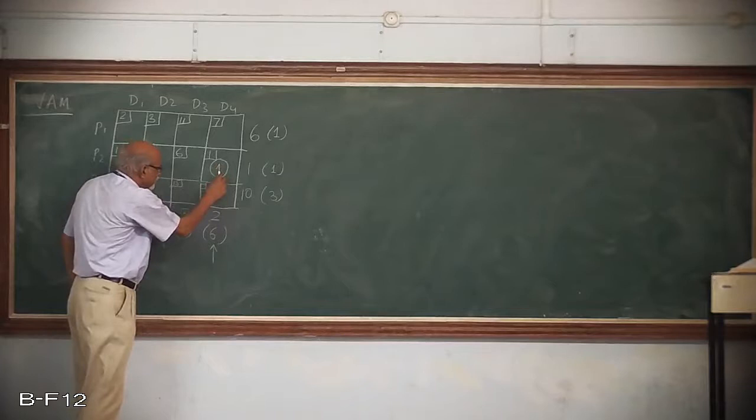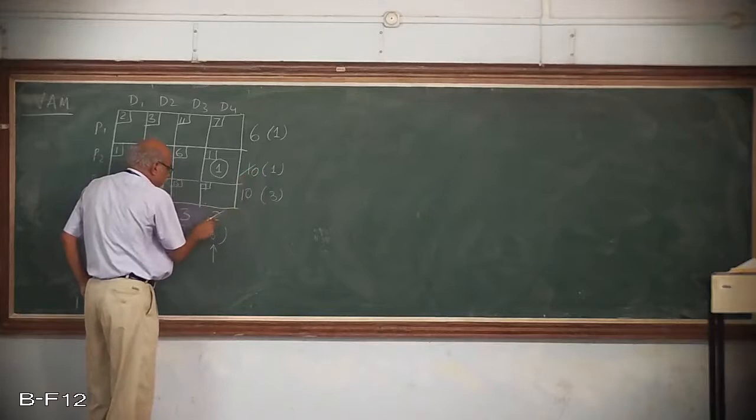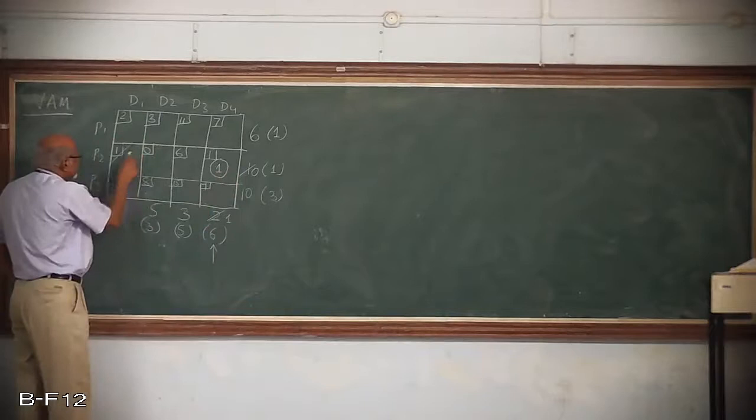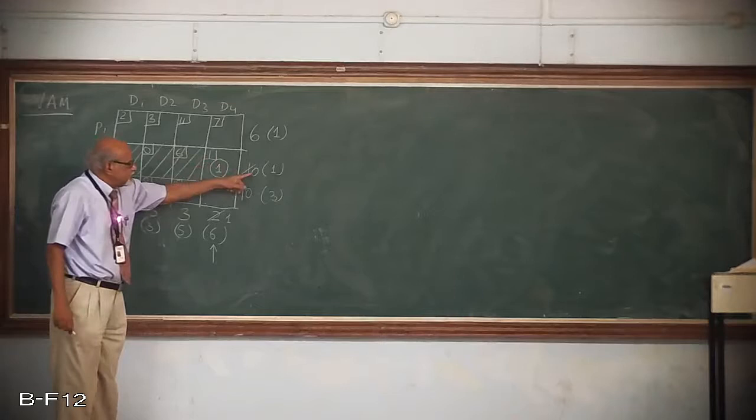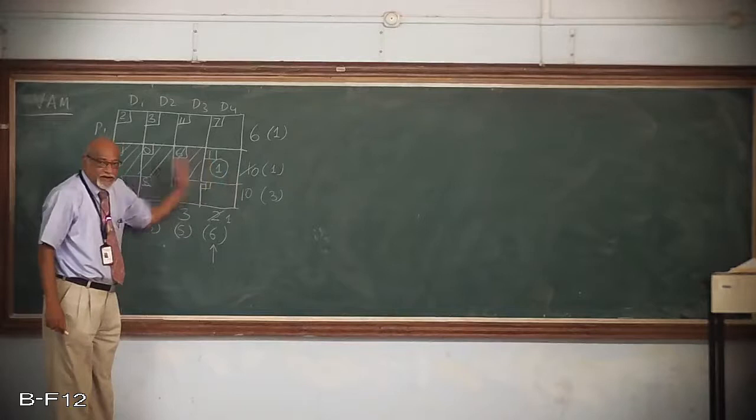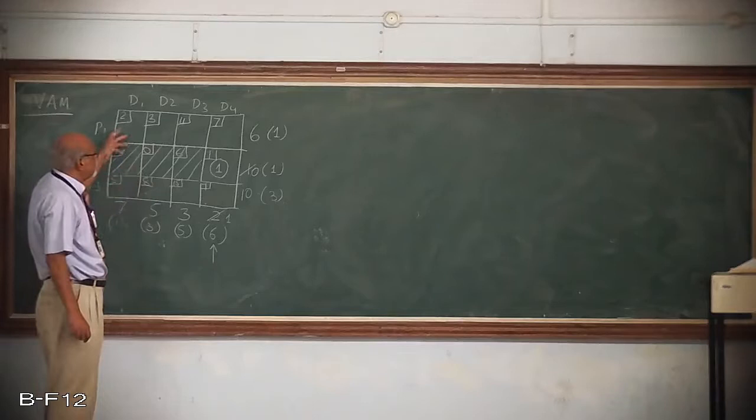Having done this one, this becomes 0. This will become 1. Okay. So I cannot consider this row for further allocation. Is it understood? I cannot consider this row for further allocation because it has become 0. These things are available now, it has been allocated. Now we are left with this matrix. Okay? Now we are left with 2 by 4.